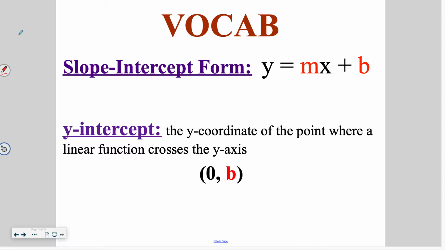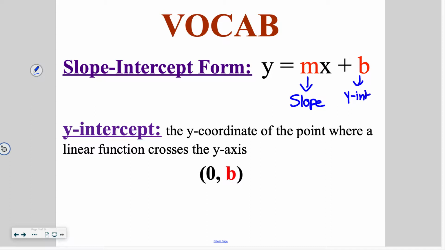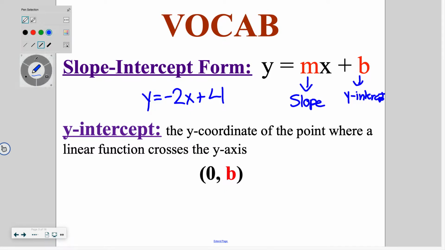As we learned in section 2.0, m stands for slope. So in our equation, this m stands for our slope. The b value is going to stand for our y-intercept. So for example, you might see an equation that says y equals negative 2x plus 4. That tells you that you have a slope of negative 2 and a y-intercept of negative 4.